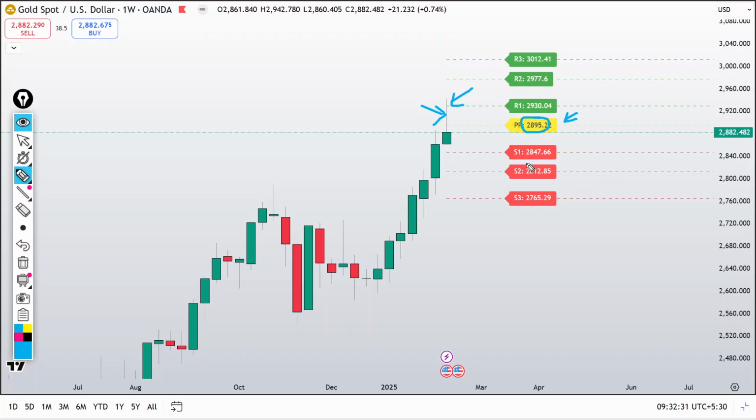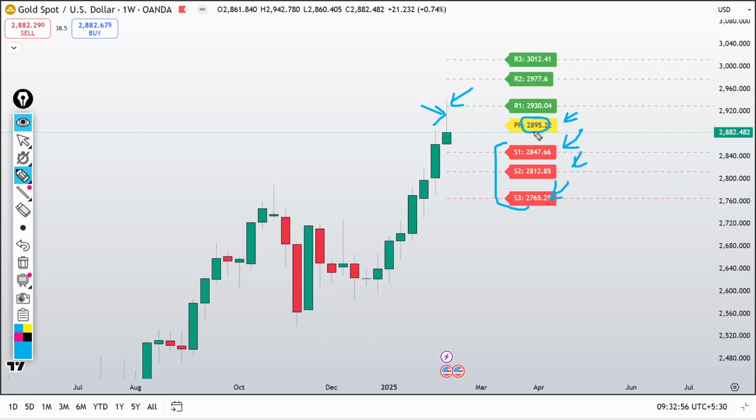These are the pivot levels that we have to watch. On the lower side, the first support is 2847, this right over here. The second support is 2812, and the next, third support on weekly pivot is 2765. So we have to watch price action on these supports on weekly time frame.